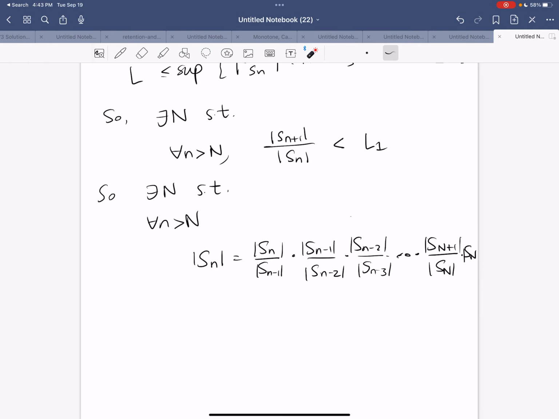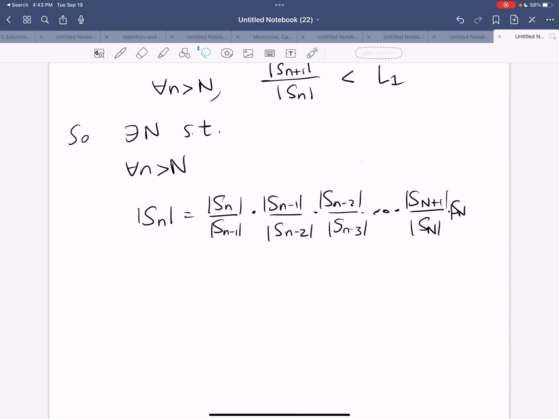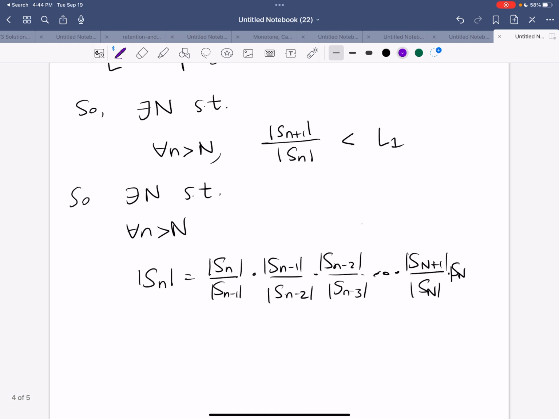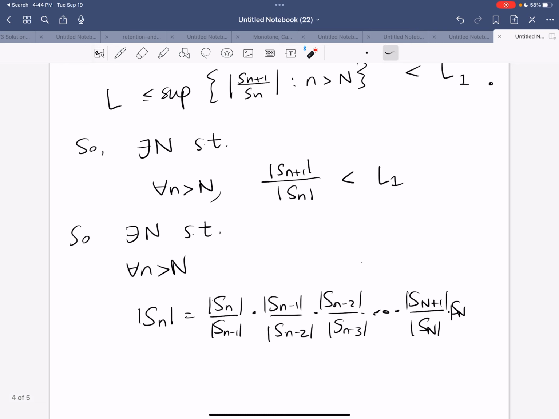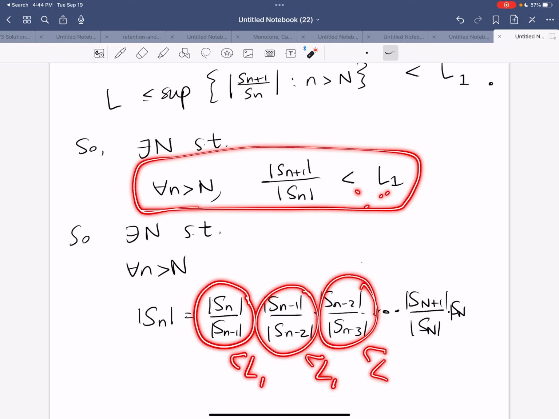So we're saying there exists a big N such that for all of the terms past that, we're going to rewrite the absolute value of S_n like this. And now I can go back and use the premise that the ratio is going to be less than L1 to say this is going to be less than L1, this is going to be less than L1, this is going to be less than L1.